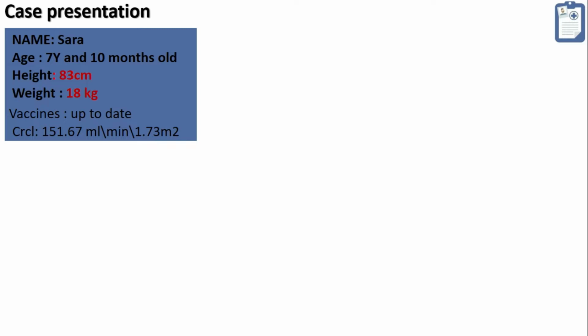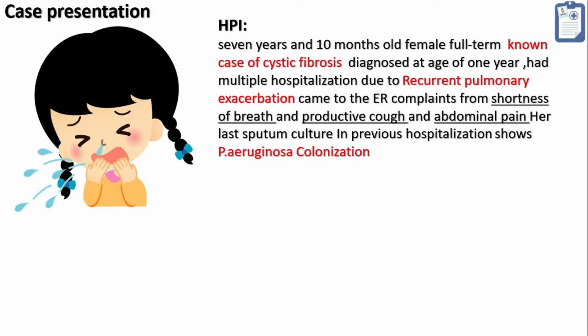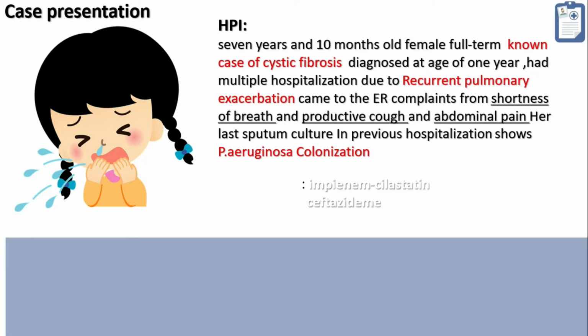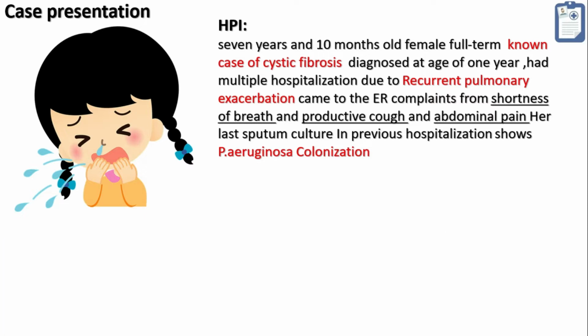Now, what about the history of present illness? A 7 years and 10 months old female, full-term, known case of cystic fibrosis, diagnosed at the age of 1 year, had multiple hospitalizations due to recurrent pulmonary exacerbation. She came to the emergency room complaining of shortness of breath, productive cough, and abdominal pain. Her last sputum culture in the previous hospitalization showed Pseudomonas aeruginosa colonization.